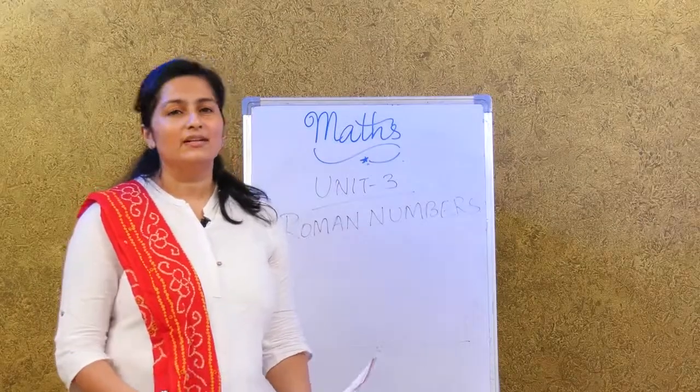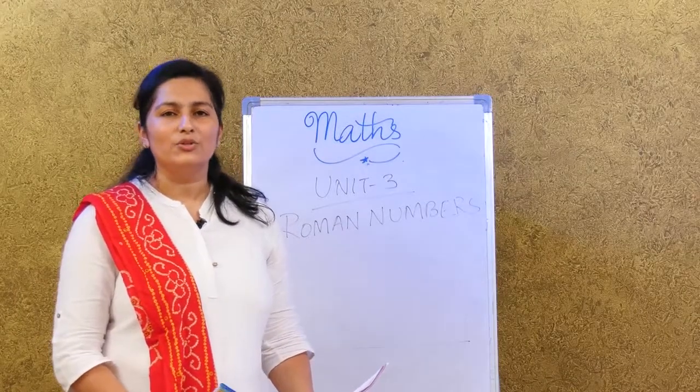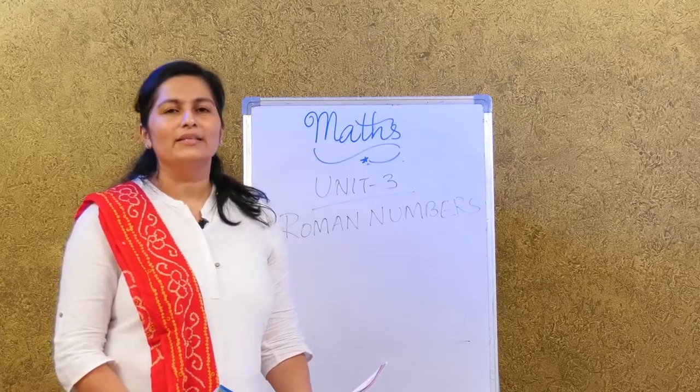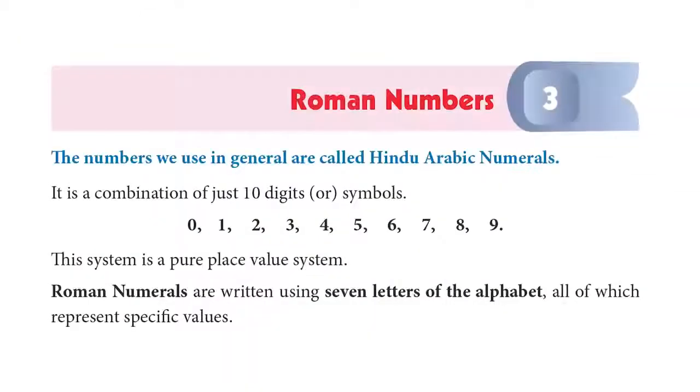We are going to learn something very new, Roman numbers. Take a look at the textbook. You can also see it on the screen. These Roman numerals are written using 7 letters of the English alphabet, all of which represent specific values.